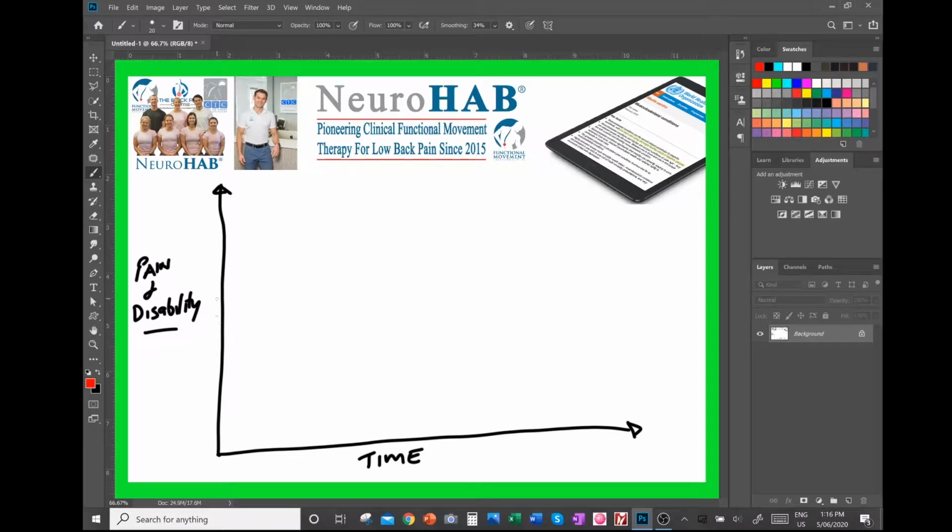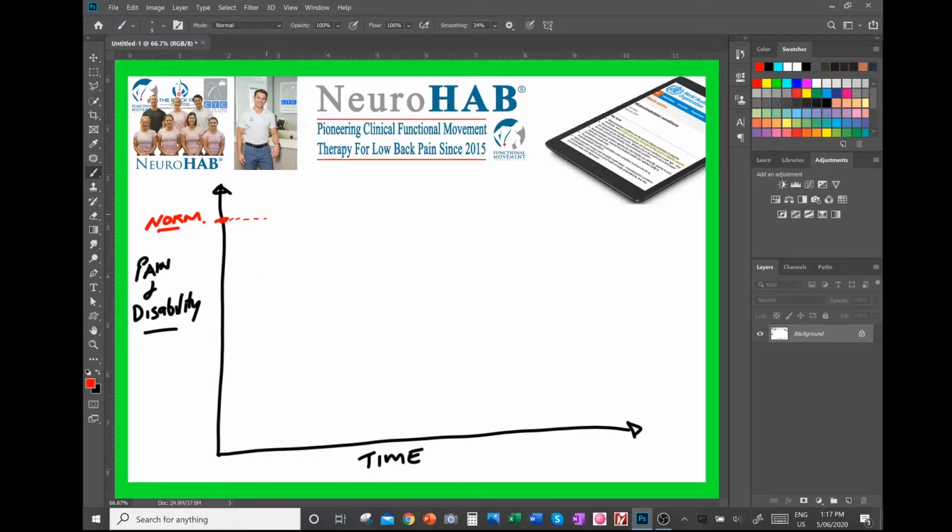On the y-axis here, we've got our pain and disability level, and on the x-axis we've got our time. Let's imagine that you're traveling along pretty comfortably, and this is your normal level of pain and disability, where you're having minimal pain and disability and coping very well in life. And then you're traveling along, and then you have a work injury, and then of course your level of ability is going to drop down.